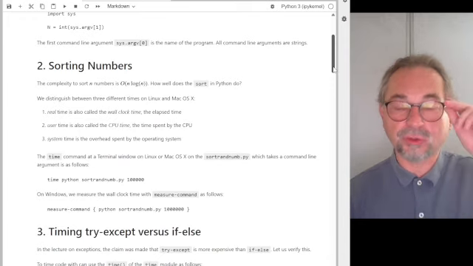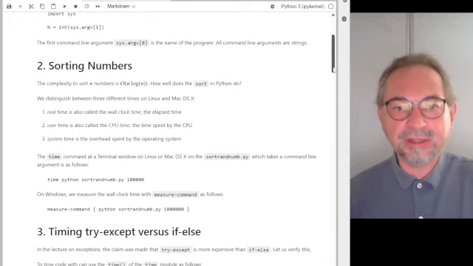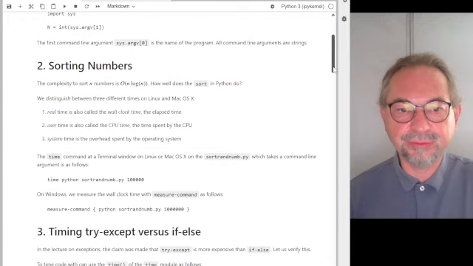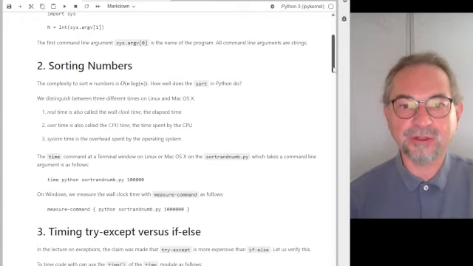Okay, when we sort numbers, we actually want to distinguish between real time and user time, and also the system time. On Linux systems, there is the time command. It will also work on a Mac. So here this is for 100,000 numbers. On Windows, we have the measure command, and this is what I will demonstrate next.